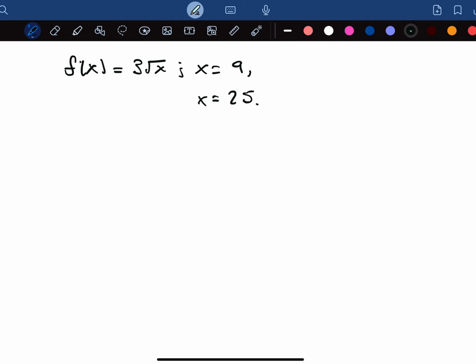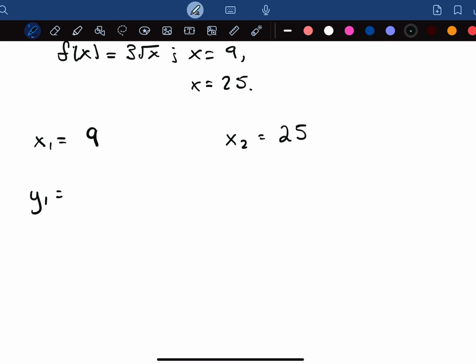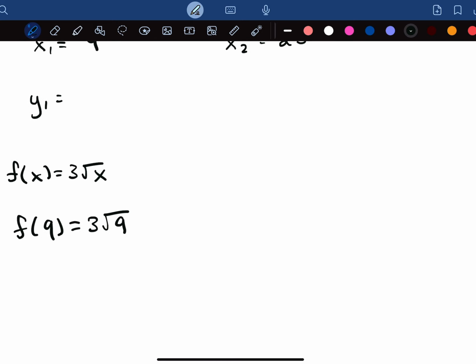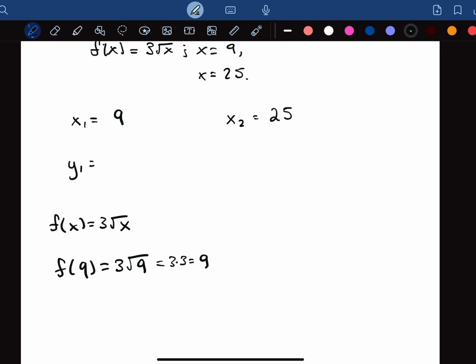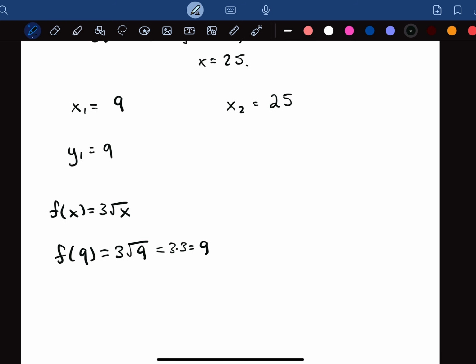So our x1, we're going to say is equal to 9. Our x2, we're going to say is equal to 25. Our y1, so how are we going to find our y1? Well, f of x is equal to 3 times the square root of x, and our x here is 9, so we're going to take 3 times the square root of 9. The square root of 9 is 3, so this is going to be equal to 3 times 3, which is equal to 9. So our y1 is going to be equal to 9.